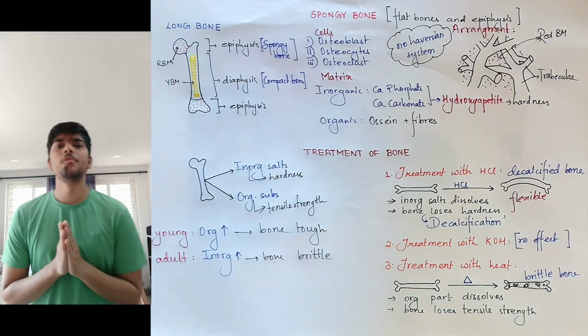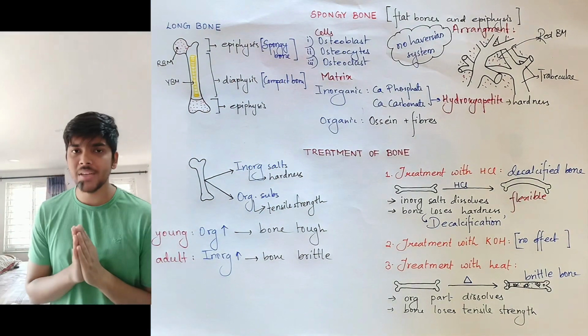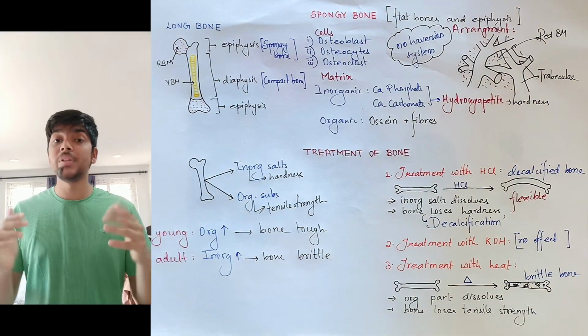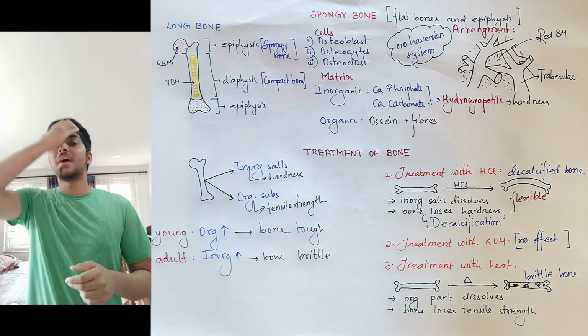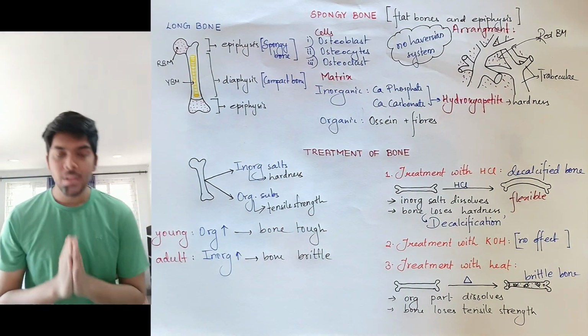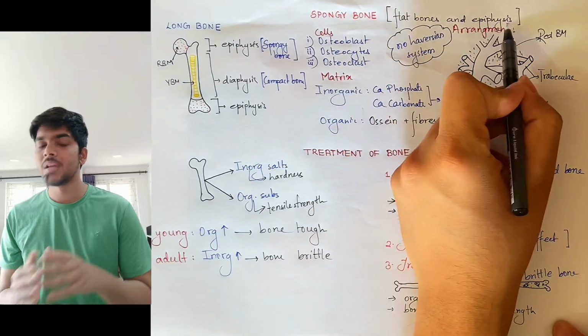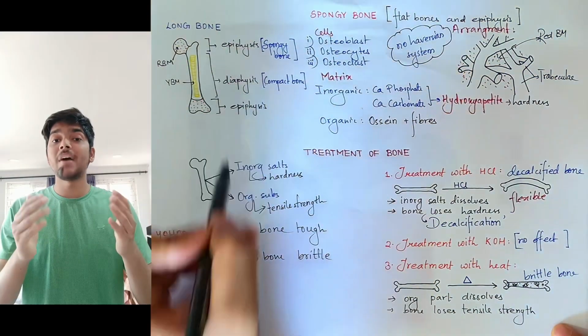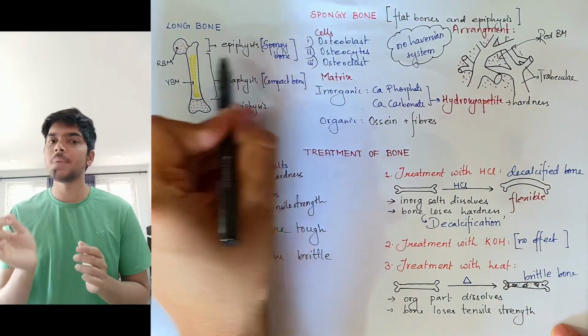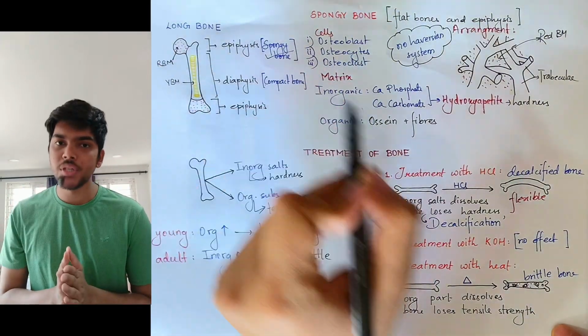Okay, that's it for spongy bone and decalcification, treatment of bone with different substances. I'm gonna revise it once again. Okay, spongy bone, it is found in flat bones and epiphysis of long bones. In long bone, the part epiphysis contains red bone marrow and the type of bone present in epiphysis is spongy bone.